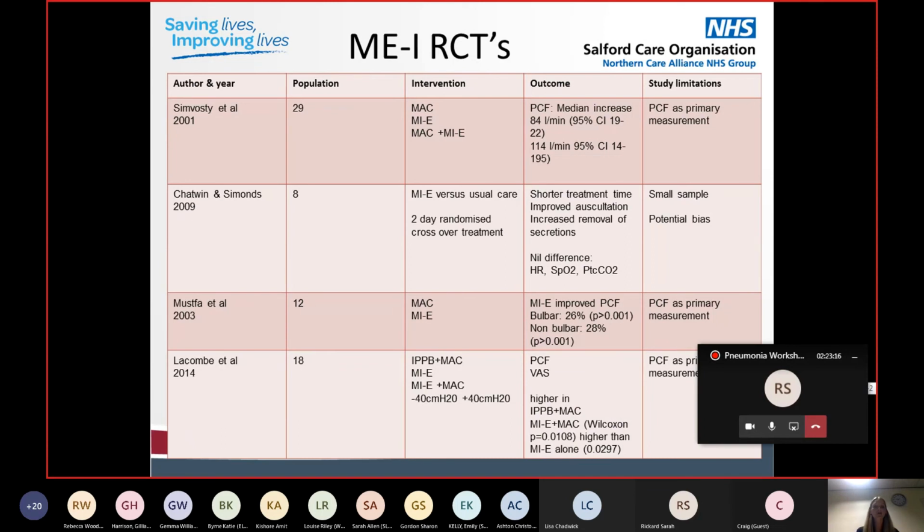A randomised control trial that Michelle Chatwin did looked at drawing from other conclusions which probably run more parallels with clinical practice. She found there was a shorter treatment time, and they used the VAS to quantify improved auscultation and removal of secretions, although that is subjective information and could cause potential bias. So when we draw comparisons with this kind of research to some of the research that Craig and Amit have shown, I think we're certainly down on numbers and quality.